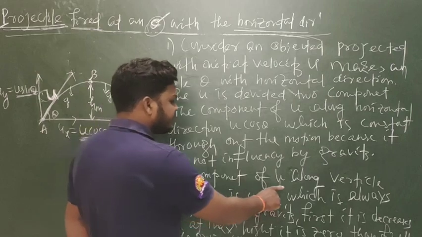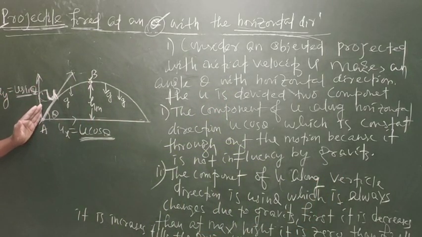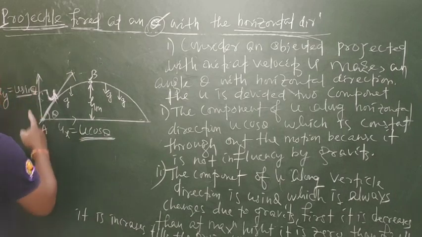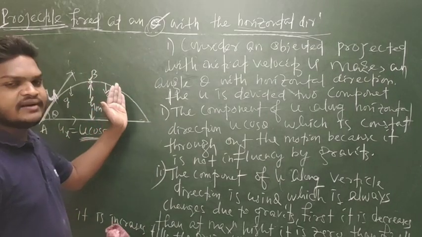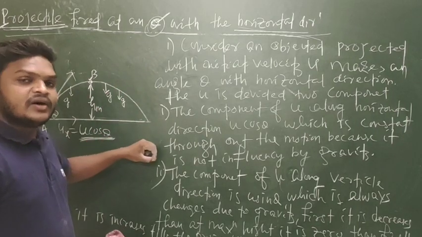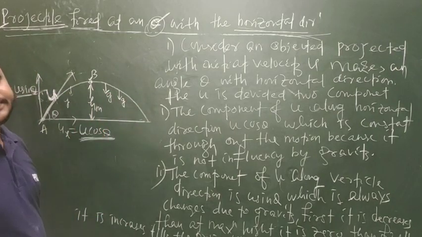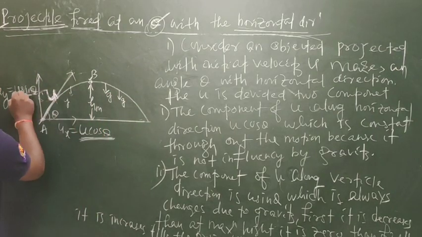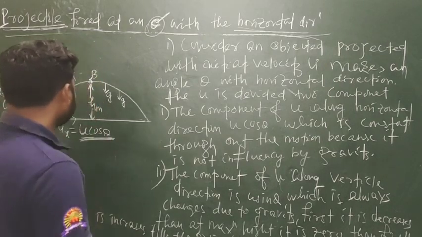So the component of u along the vertical direction. The velocity with which we projected the body, that velocity u, is divided into two components, because we know that under the influence of gravity the body is projected with horizontal velocity as well as vertical velocity, so the body moves along this path. So this is u sin theta, the vertical velocity, and this is u cos theta, the horizontal velocity.